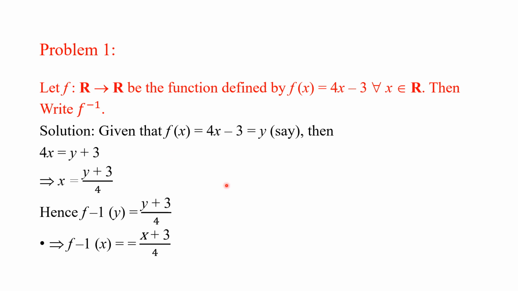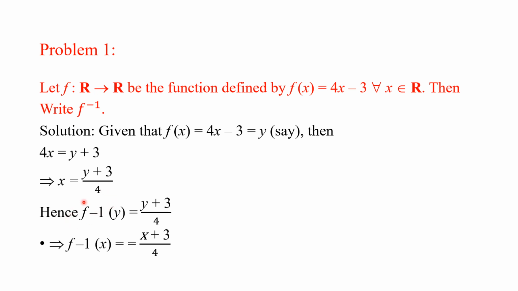To start with, given that f of x is equal to 4x minus 3, I'm going to say it's y. Then 4x minus 3 is equal to y. In the next step, 4x is equal to y plus 3, just taking that 3 to the other side. So now I'm getting the value of x. x is equal to y plus 3 upon 4.